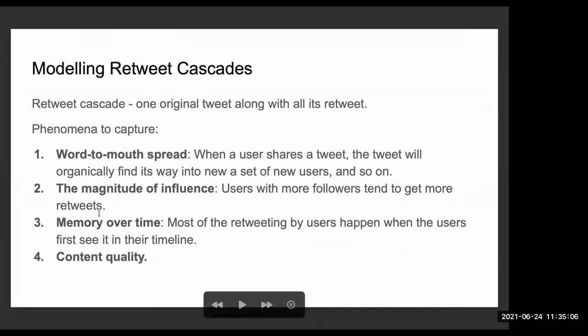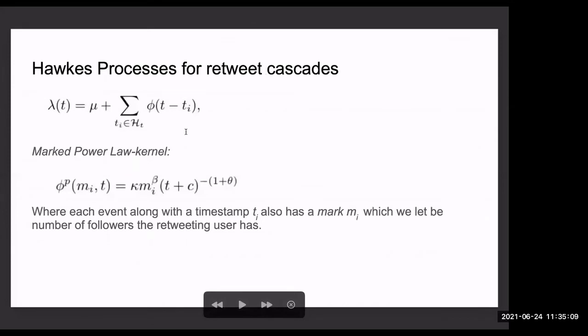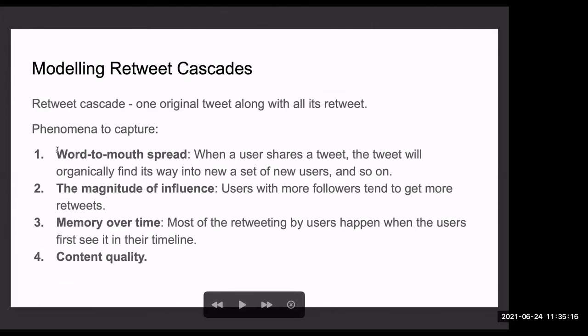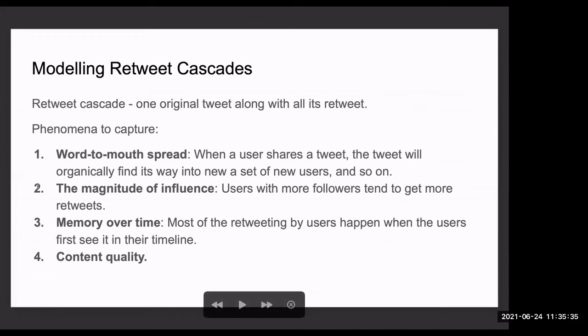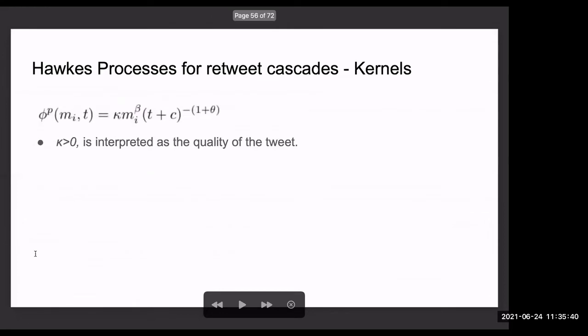So again, the Hawkes process came to the rescue. The kernel, the self-exciting part, captures the word-of-mouth spread, and also the memory over time that decays. By using a marked power law kernel, which looks like this, we are also able to capture these phenomena of magnitude of influence and content quality. So let's look a bit more at these parameters.